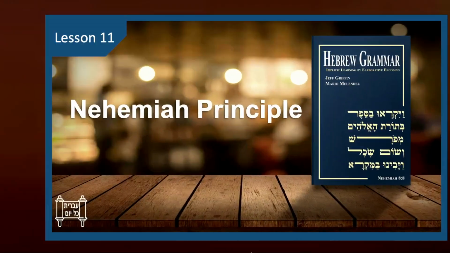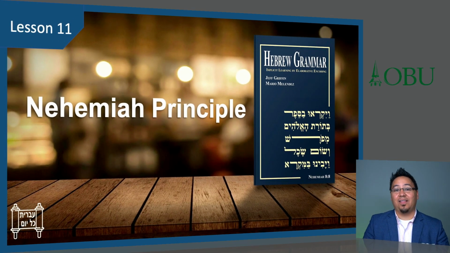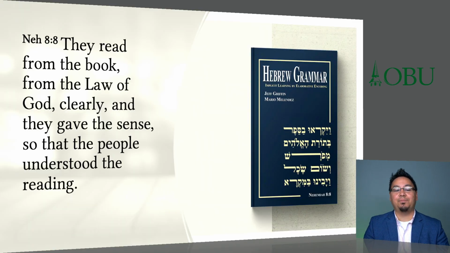And so one of the principles that we have within our textbook that we're going to discuss today is a principle that we call the Nehemiah principle. The Nehemiah principle. I love Nehemiah. I love this particular verse. And the verse that we're going to talk about to guide us through this principle is Nehemiah chapter 8, verse 8. And it says, "And they read from the book of the law of God clearly, and they gave the sense so that the people might understand the reading."